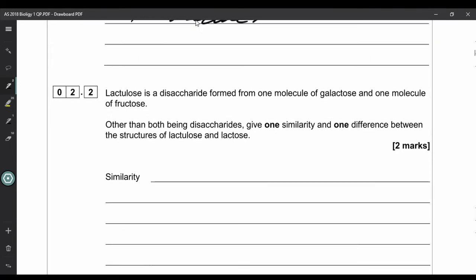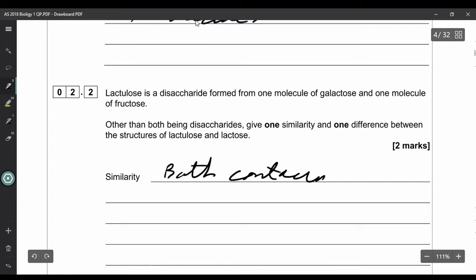Lactulose is a disaccharide formed from one molecule of galactose and one molecule of fructose. Other than being a disaccharide, give one similarity and one difference between the structures of this and lactose. So the similarity is they both contain galactose. So that's fairly straightforward. So both contain galactose.